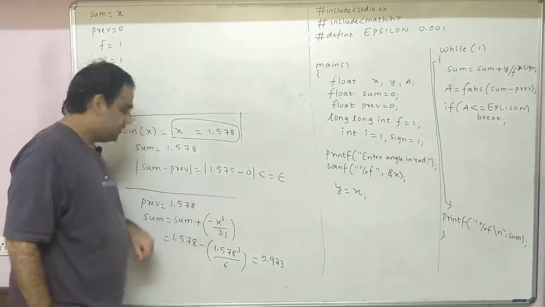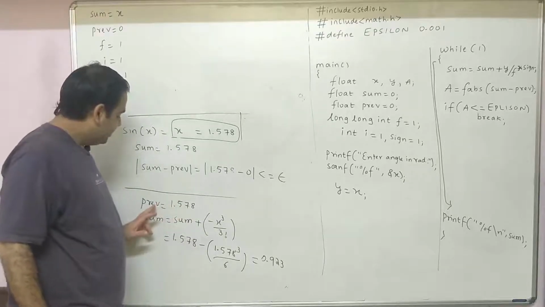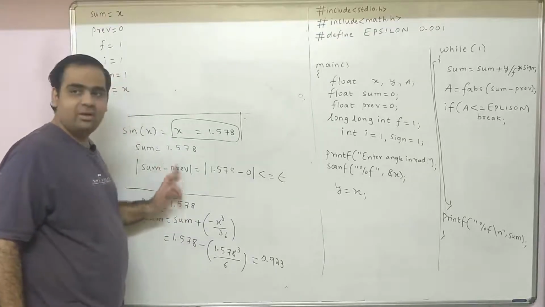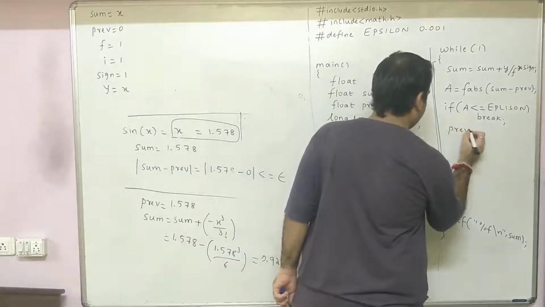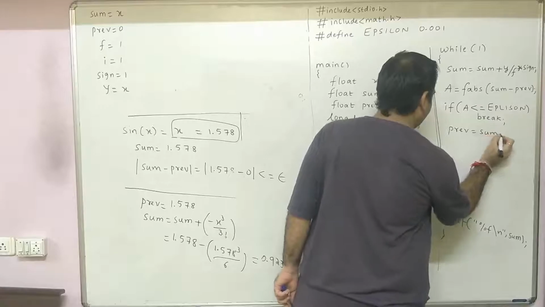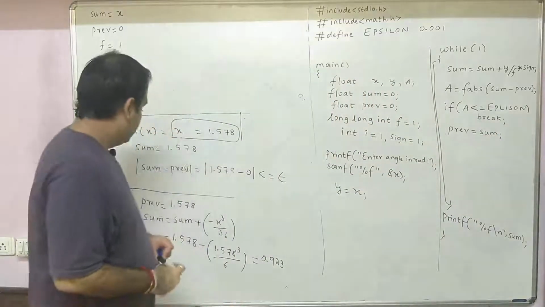Now, if it is not less than or equal to epsilon, what we are doing? We are saying previous gets the value of sum. That is what I need to write over here. I say previous gets the value of sum. We are preparing for the next iteration.